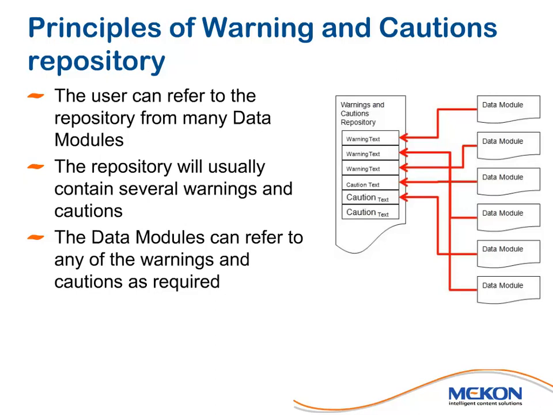And you'll notice that we've changed the graphic at the right hand side here. Really what we're doing here is showing the fact that you can actually have many data modules referring to that repository, and if you need to, you can refer to a warning more than once from several different data modules. It works exactly that way.